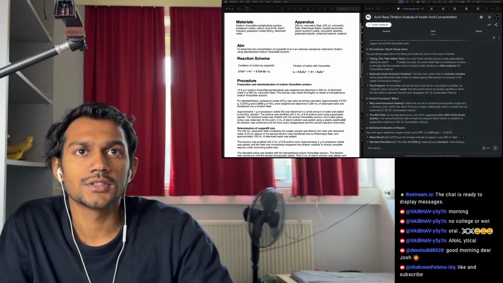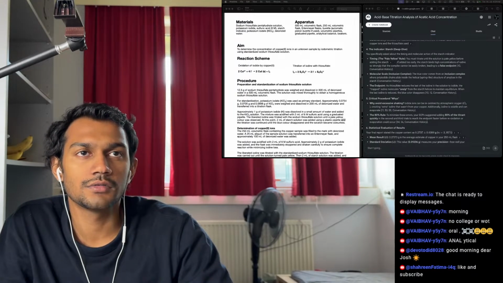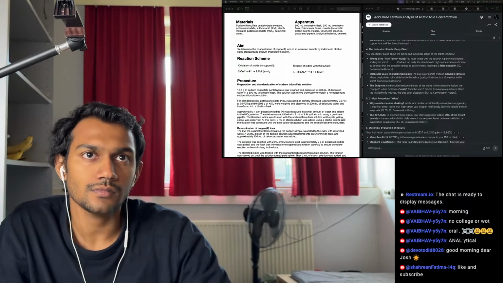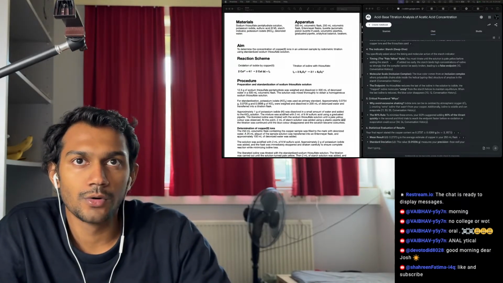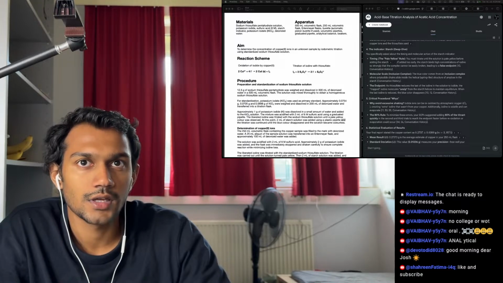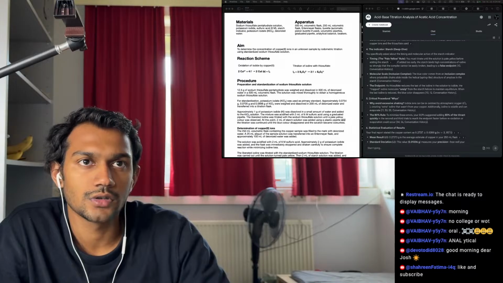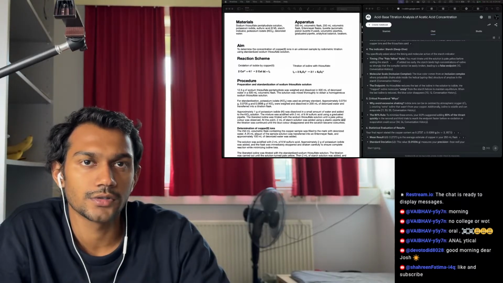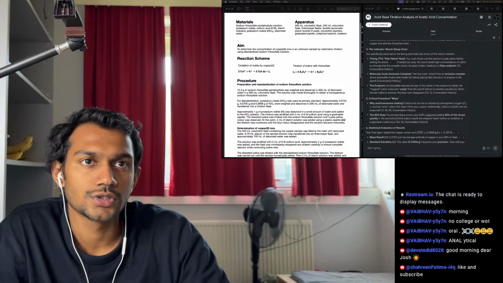Stationary phase, you get a silica gel. The 60 refers to the pore size. Mobile phase, a mixture of cyclohexane, ethyl acetate, acetic acid. Chamber saturation, the TLC chamber was lined with filter paper to ensure the atmosphere was saturated with solvent vapors, which prevents the solvent from evaporating off the plate during development and ensures a straight solvent front.